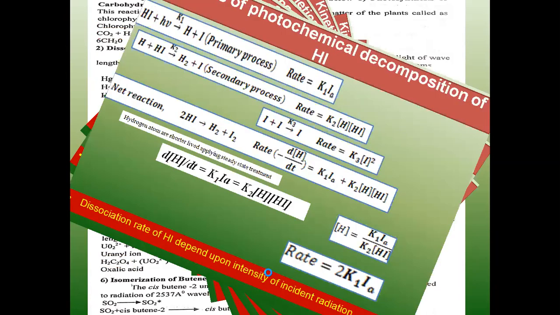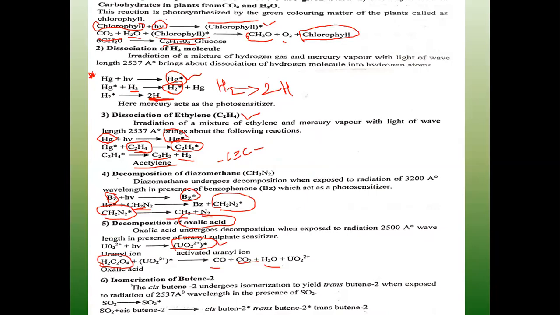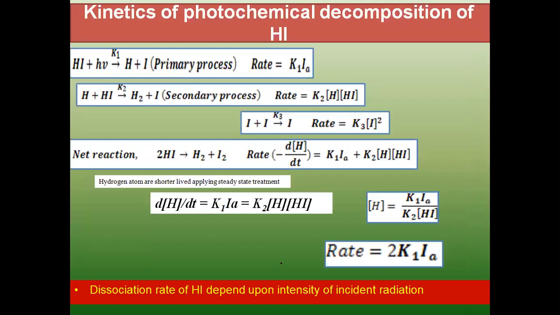And the last example is butene. The butene molecule again breaks down in the presence of sulfur dioxide as a photosensitizer, and it breaks down into different products. So we can understand that all these examples are related to the photosensitizer, and the concept is very simple.